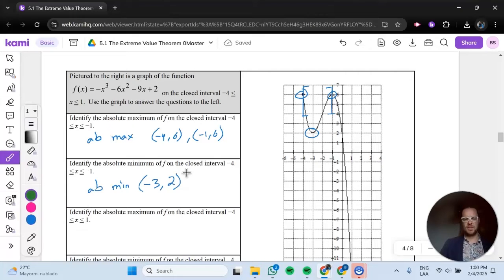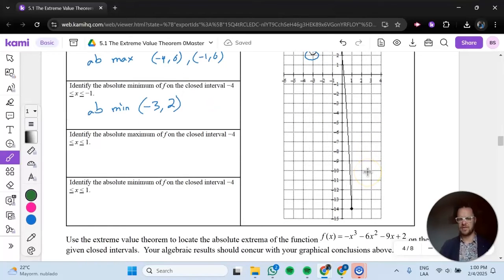Then what we're going to do is we're going to look here, we change our interval. So we're still going to go over here from -4, but now we're going to go to 1. So I'm going to have to, I can't even see it. I have to scroll down.